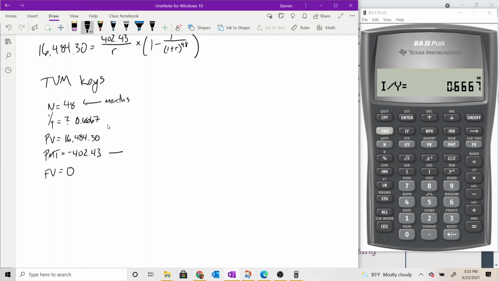All right, and the payment is happening monthly. And so the interest rate that the calculator gave us is the monthly effective rate.